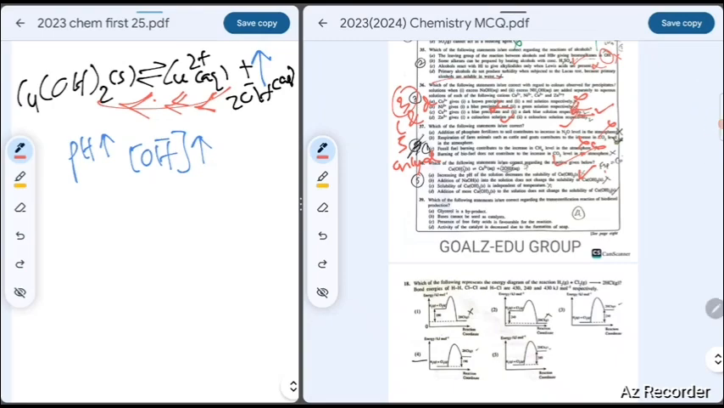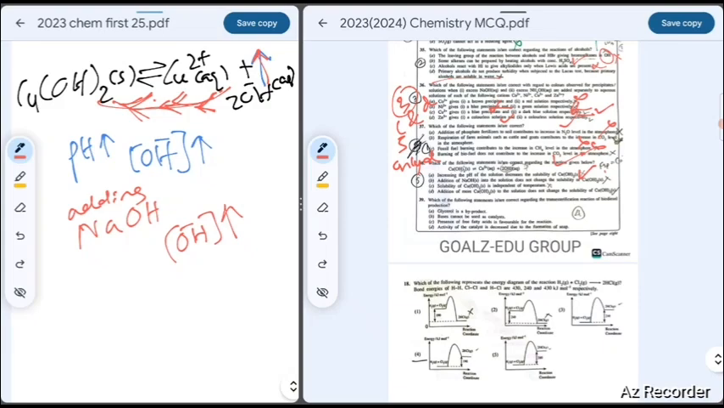Part B. Addition of sodium hydroxide solid into the solution does not change the solubility of Cu(OH)2 solid. Now, when we add sodium hydroxide, what happens? We are adding sodium hydroxide, so the OH- concentration is increased. Again the reaction tends to move in the backward direction, so Cu(OH)2 solid is formed, which means the solubility is decreased.